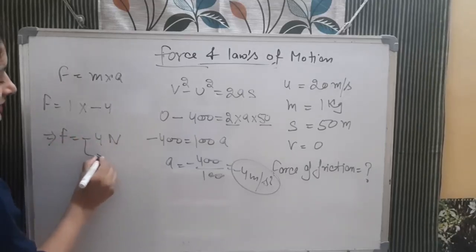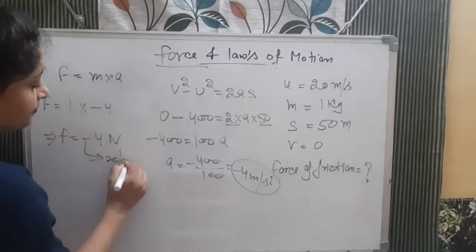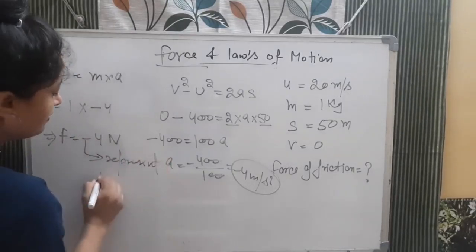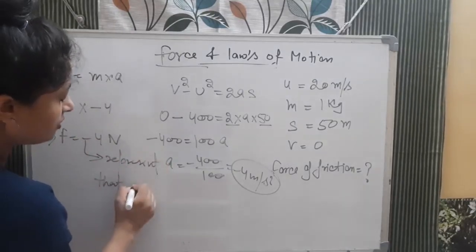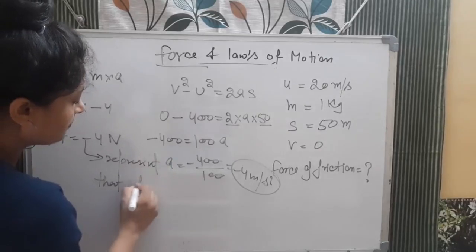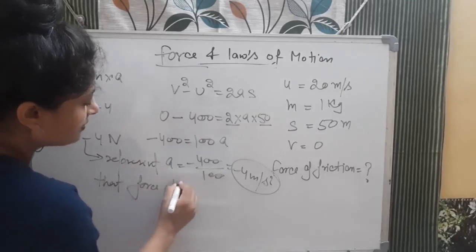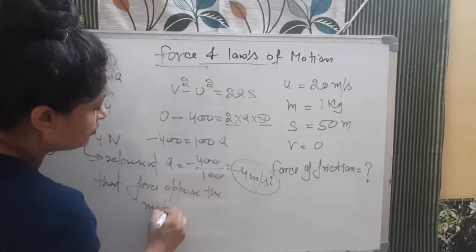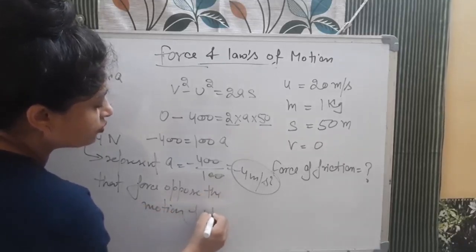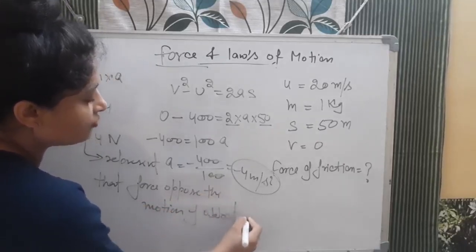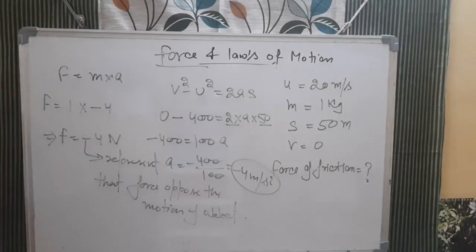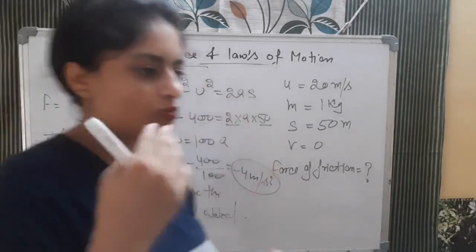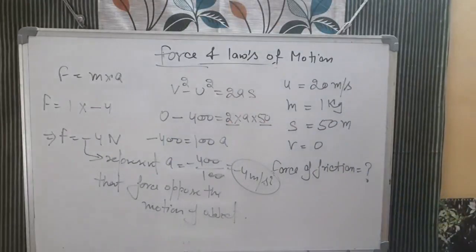And this minus represents that the force opposes the motion of the object. So this was the question. Because it is a frictional force, children, frictional forces always oppose the motion of the object. So that's why the negative sign comes into the picture. So I hope you got it.